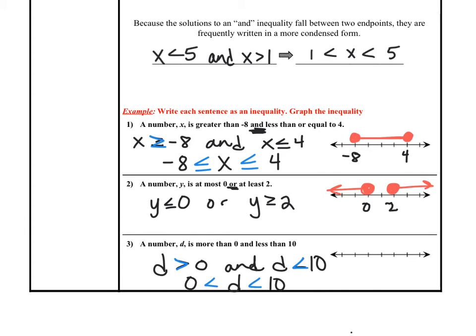Let's write these numbers on the number line. And they're both less than, so open circles, and it's going to be a barbell kind of shape because it's an and inequality.